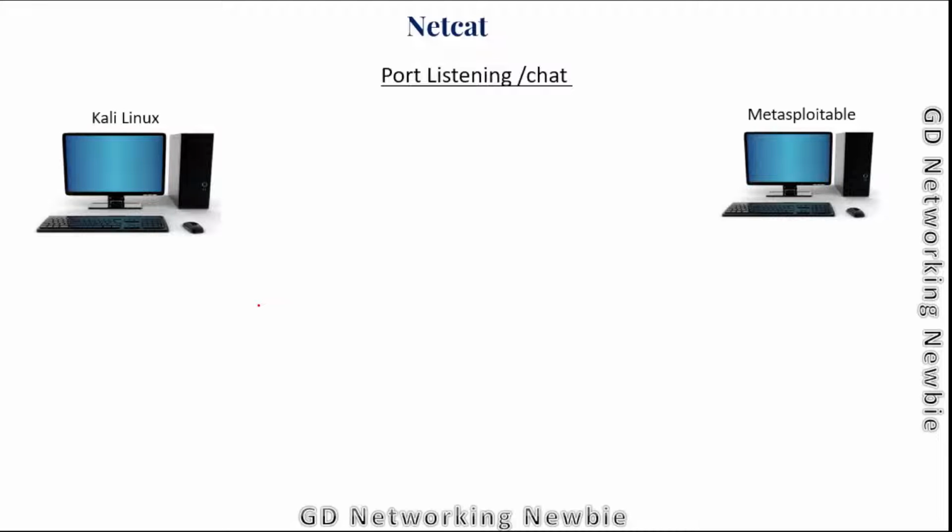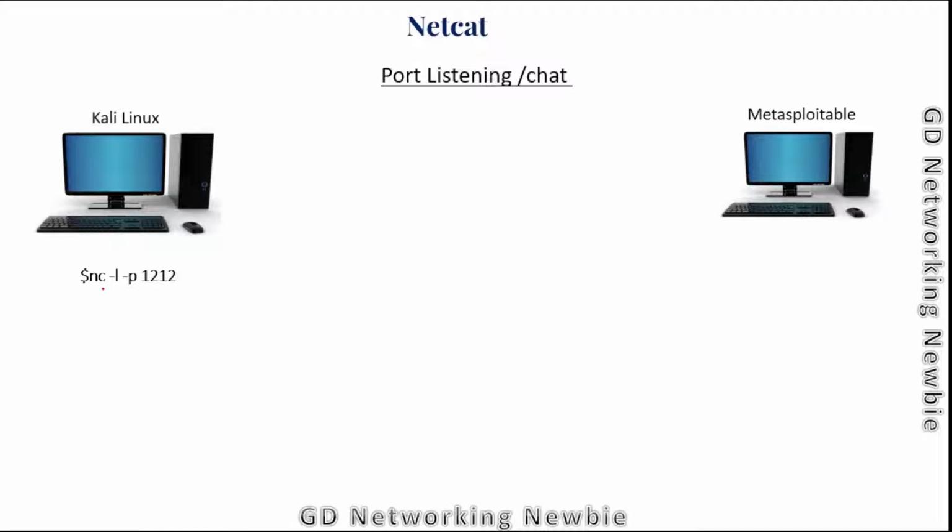The third activity is to configure the port listening feature of Netcat. Here we can configure these two machines using Netcat so they can start communicating with each other, like a chat server. For this, I again have two machines, Kali Linux and Metasploitable.